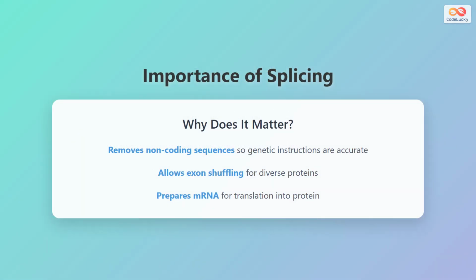Splicing is incredibly important for several reasons. First, it removes non-coding sequences from the RNA, ensuring that the genetic instructions are accurate and contain only the information needed to build proteins. Second, splicing allows for exon shuffling, a process where different combinations of exons can be joined together. This creates diversity and allows a single gene to produce multiple different protein variants. Third, splicing prepares the messenger RNA for translation, the process where ribosomes read the messenger RNA and synthesize proteins based on its instructions.